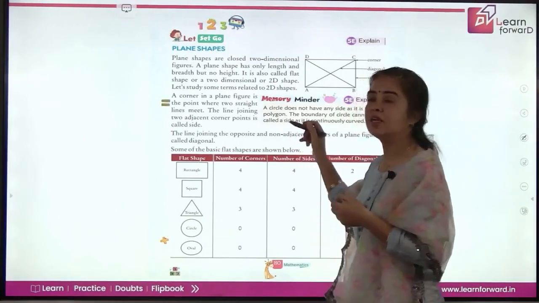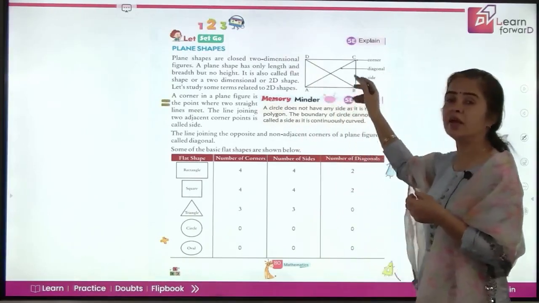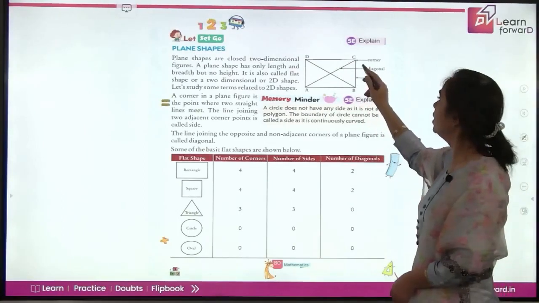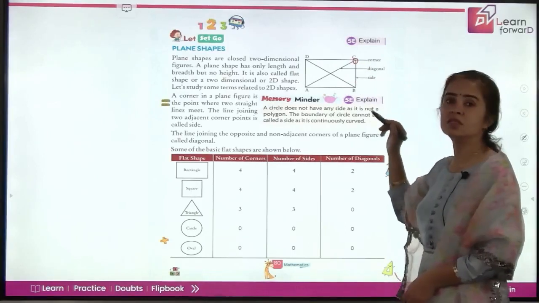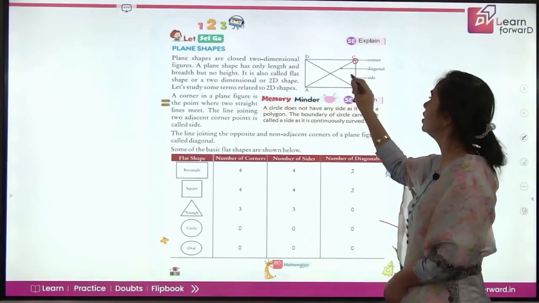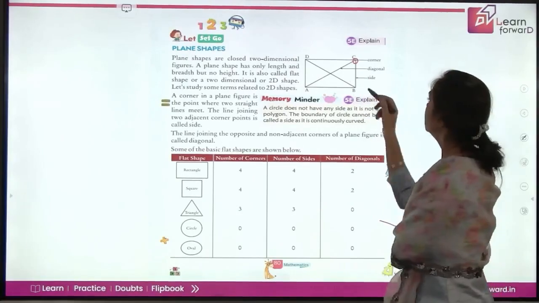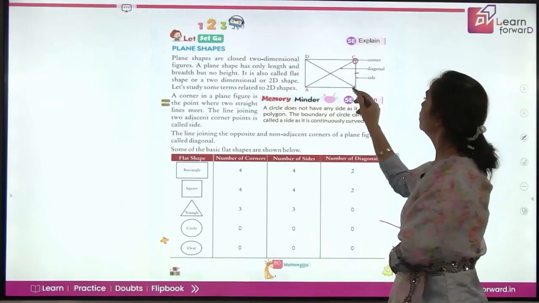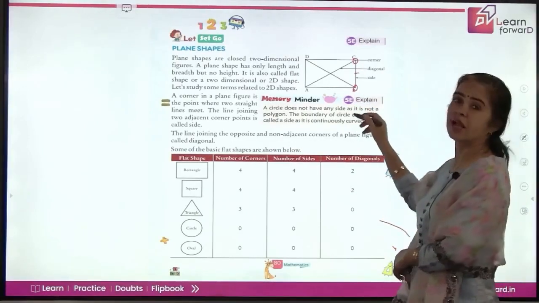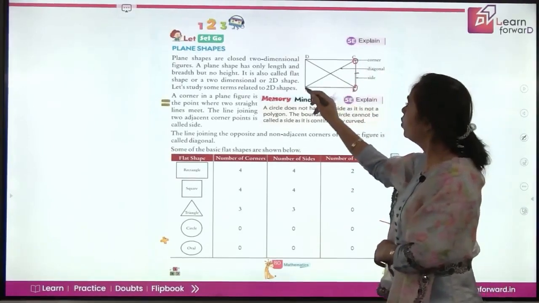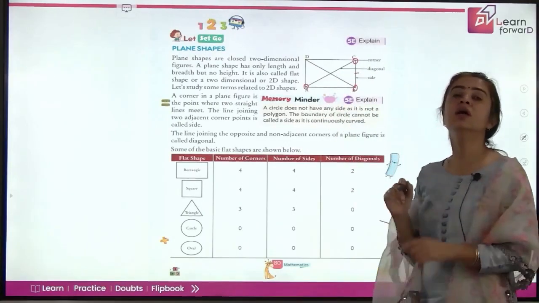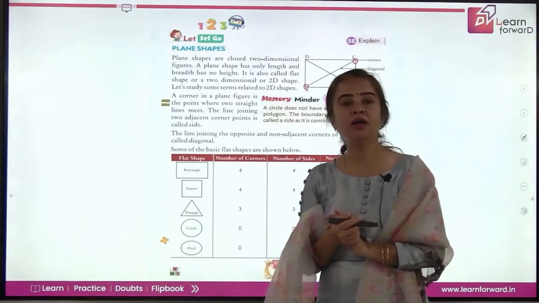So let's study about them. What do we see here? This is a plane shape. And what do you see here? This is a corner we have just learned while recalling the exercise. This is a side, children. So the vertices, the corners, when they are joined, you get a side. When the opposite corners are connected, this is called a diagonal. What is it called? Diagonal.